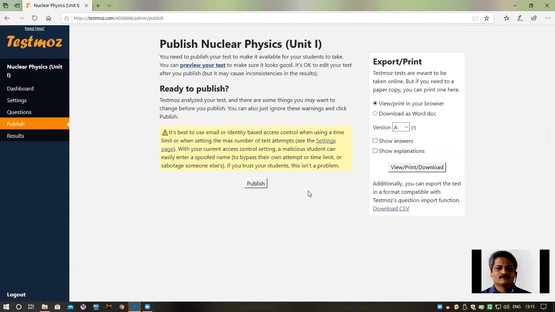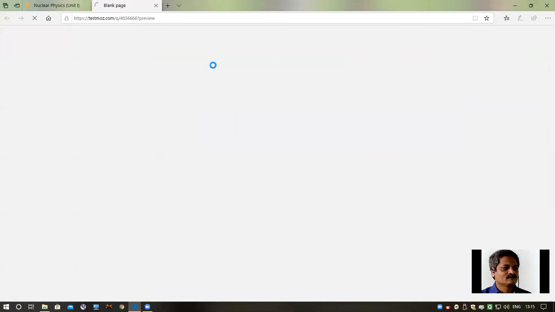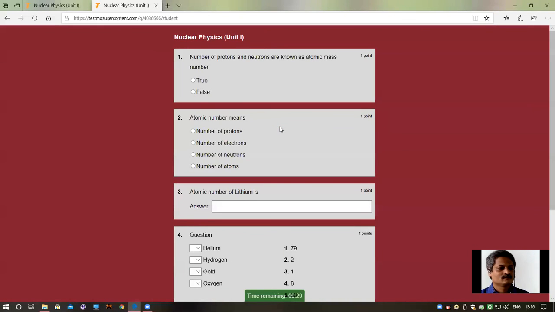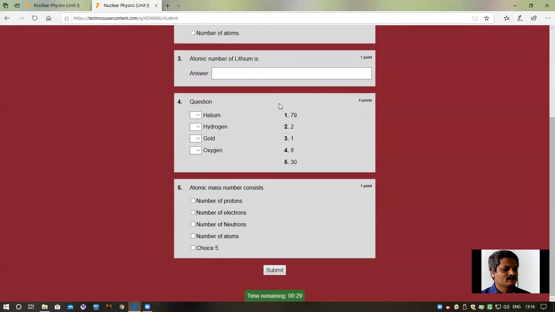Before final publish, first we go to preview your test for any correction. Click on preview. Click on preview. As like this.